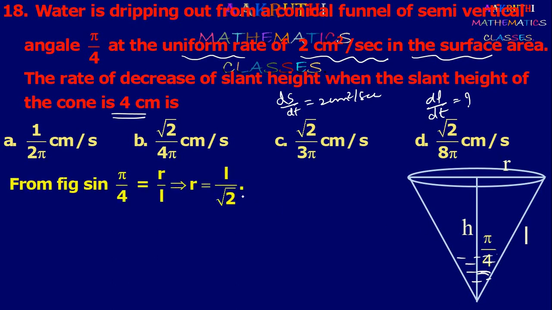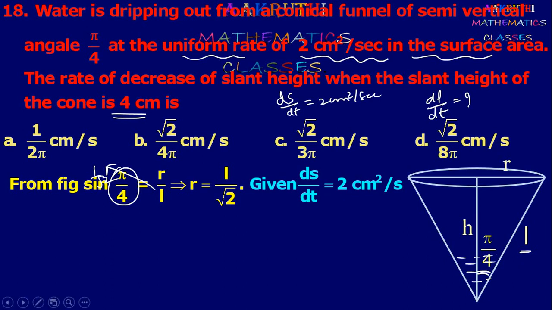So now here we have sine pi by 4, so sine 45. Sine theta is opposite side by hypotenuse. So we can write sine pi by 4 equal to r divided by L. So therefore r can be written as L by root 2, since sine 45 is 1 by root 2. So we take L to this side, so we get r equal to L by root 2. And here it is given that dS by dt equal to 2 centimeter square per second. So that is, water is dripping out from the surface at the rate of 2 centimeter square per second.